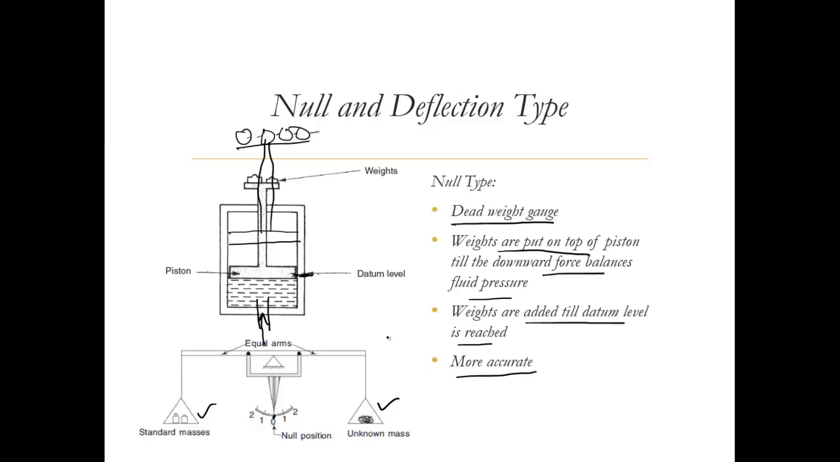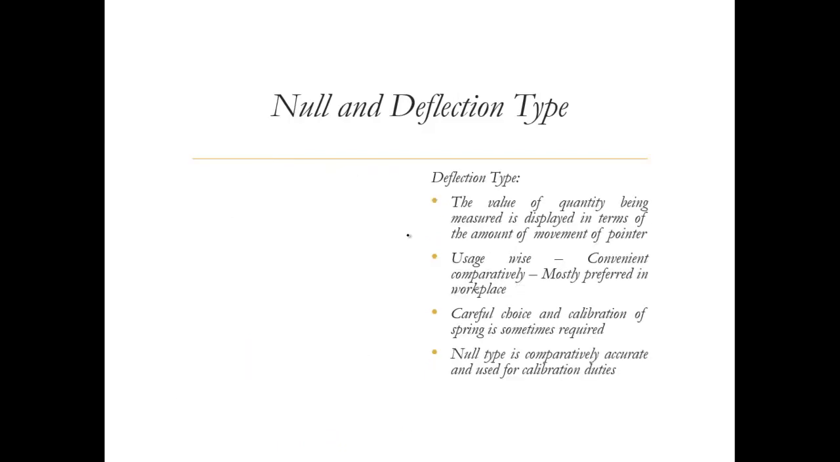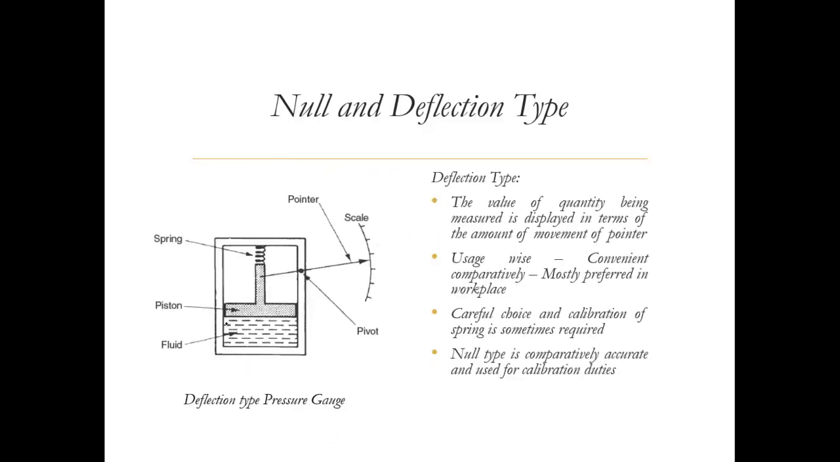So there is another way to classify this instrument, as the deflection type. In the deflection type, again take the same example of a pressure gauge with a spring and a pointer. In this case, the pressure in the fluid is indicated by the deflection of this pointer. So the quantity being measured is displayed in terms of the amount of movement of the pointer.